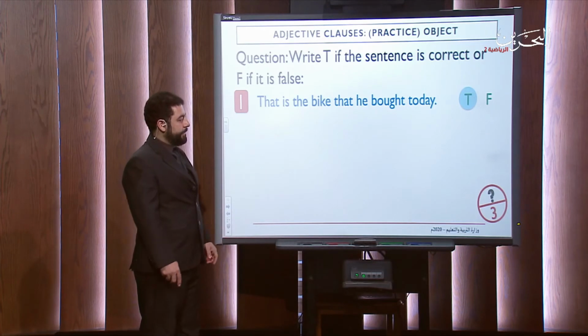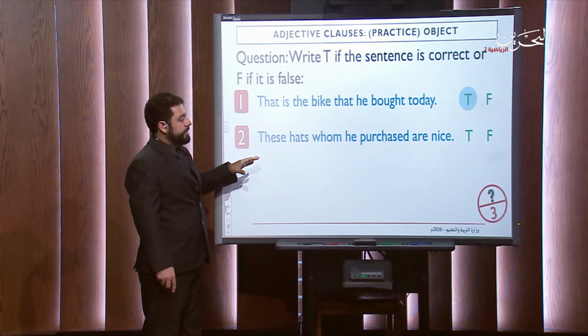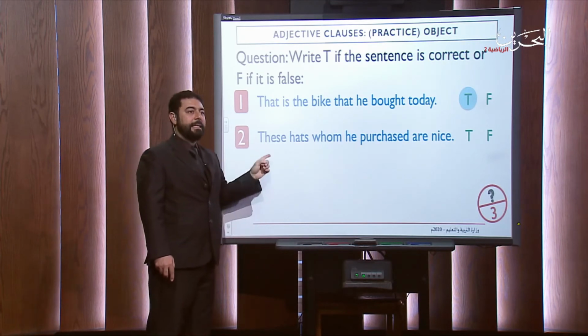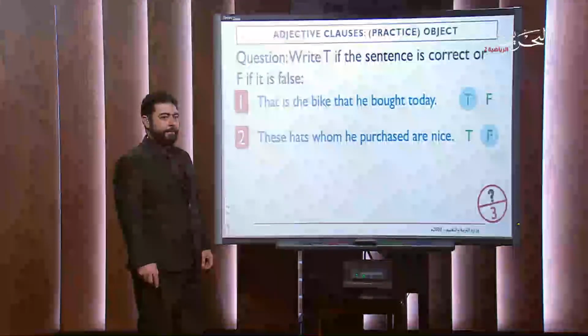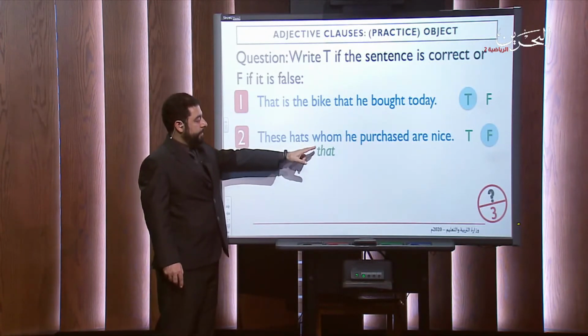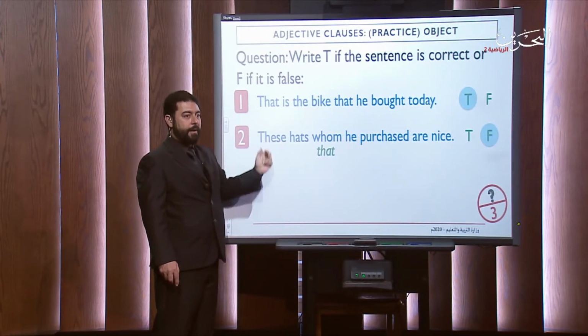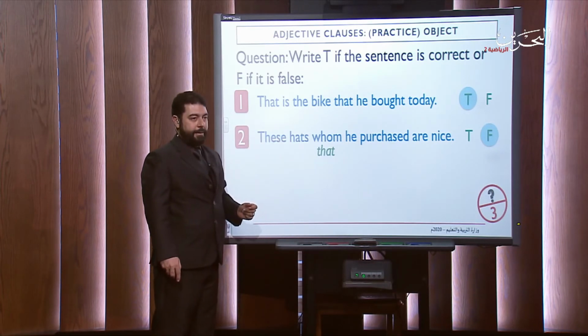Let's check number 2. These hats whom he purchased are nice. Is this sentence correct or false? Okay, let's check. False. Why is that? Because whom is used for people who are objects. So these hats that he purchased are nice.